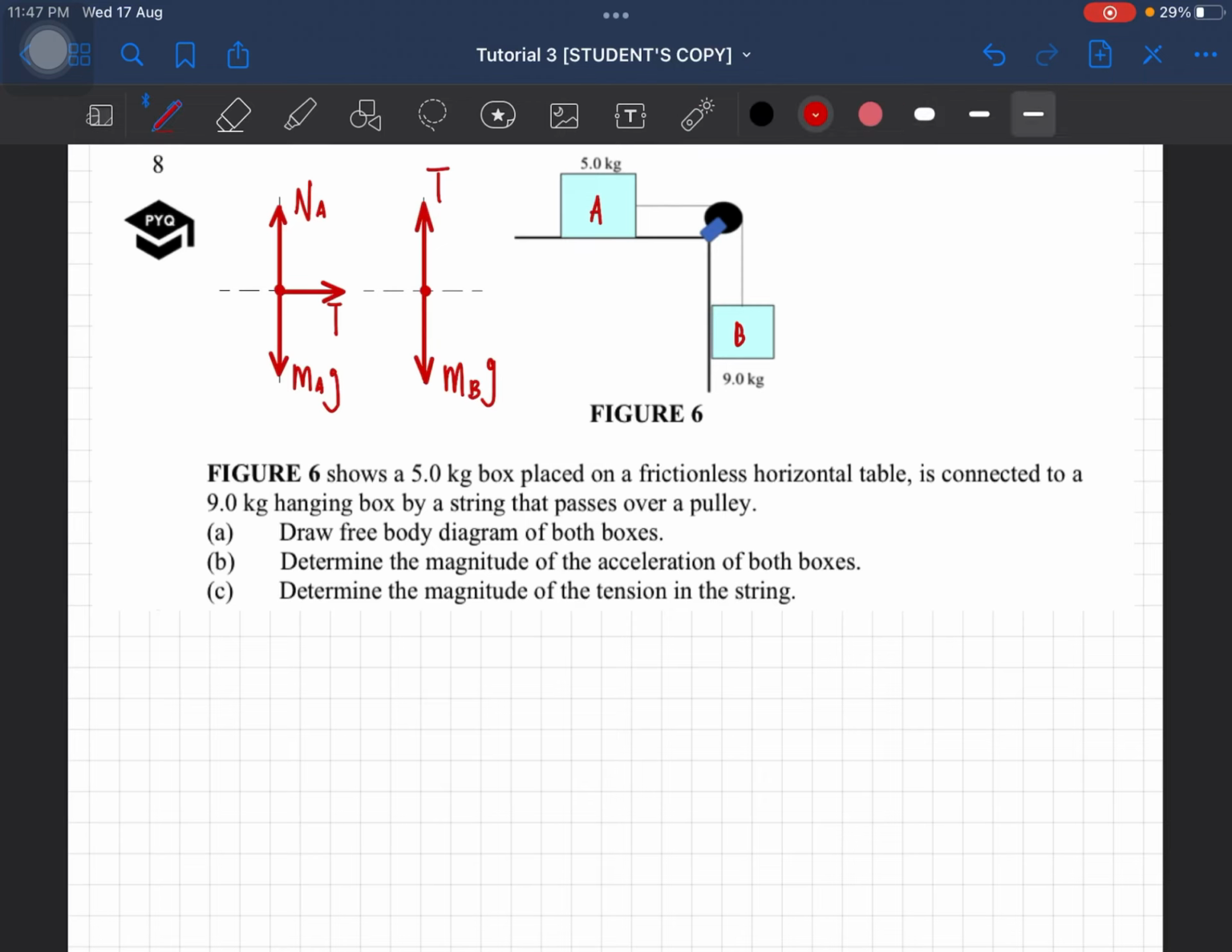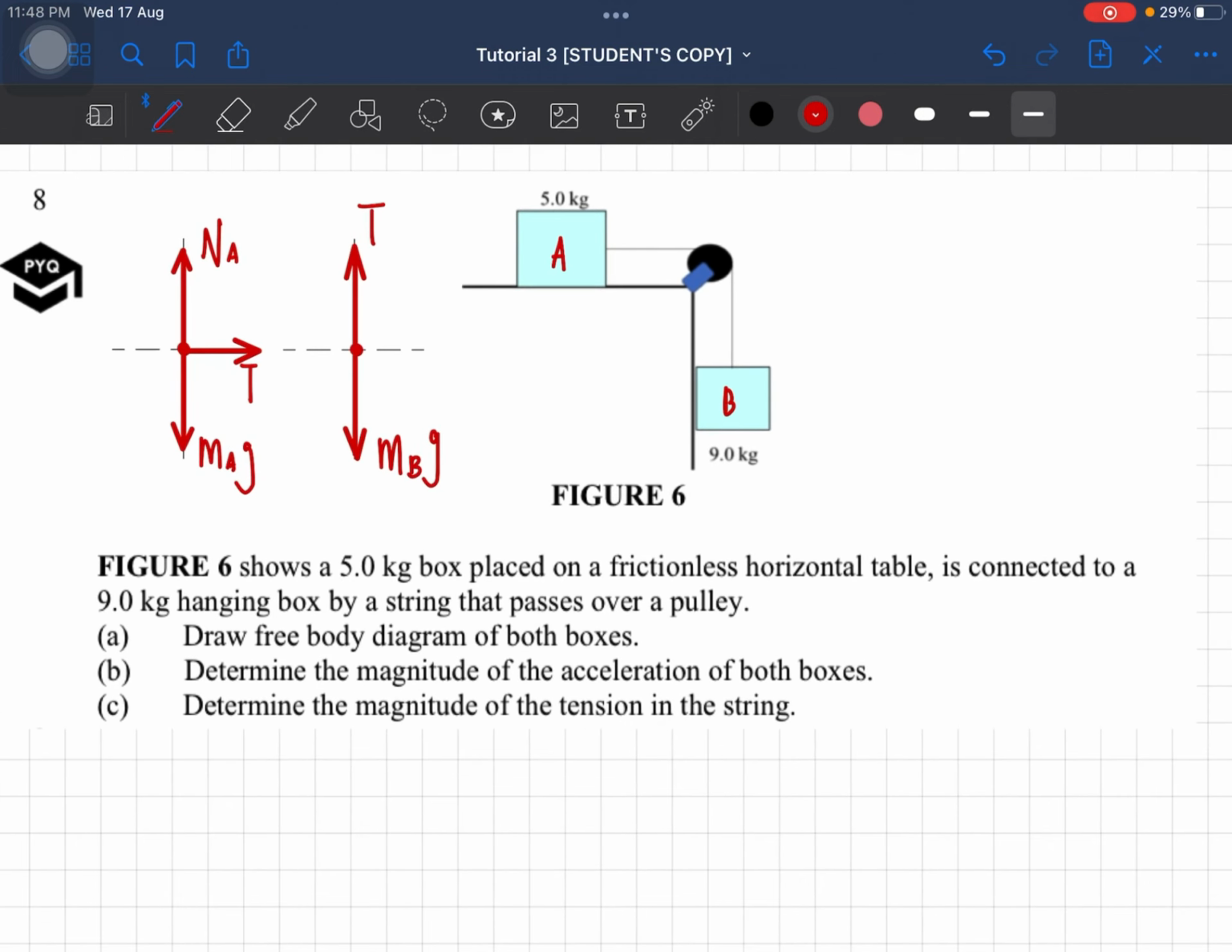Now we have to solve question B. We have to determine the magnitude of the acceleration of both boxes. Theoretically, if one of these is heavier, it should be going down. Who is pulling? There are no forces pulling these boxes to the left side. So the acceleration must be to the right, and downward.